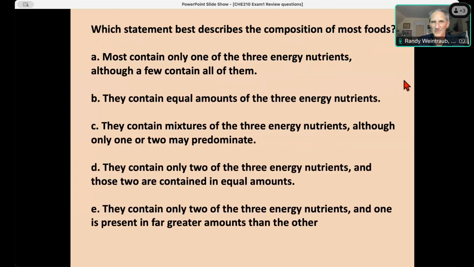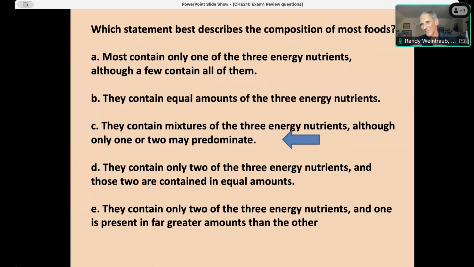Okay, that statement describes the composition of most foods. So hopefully by thinking and doing the activities in the diet and wellness, plus getting a feel for looking at a package or seeing that analysis of how much protein, fat, and carbohydrate is in a given food, you'd know that the only one that makes sense here is that most foods contain a mixture of the 3 energy nutrients, although most of the time only 1 or 2 may be prominent.